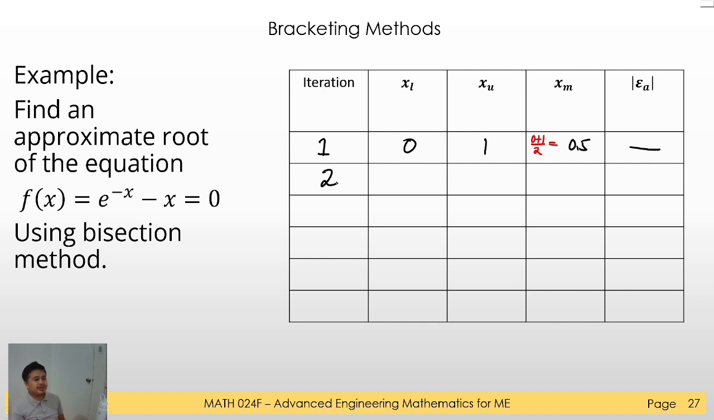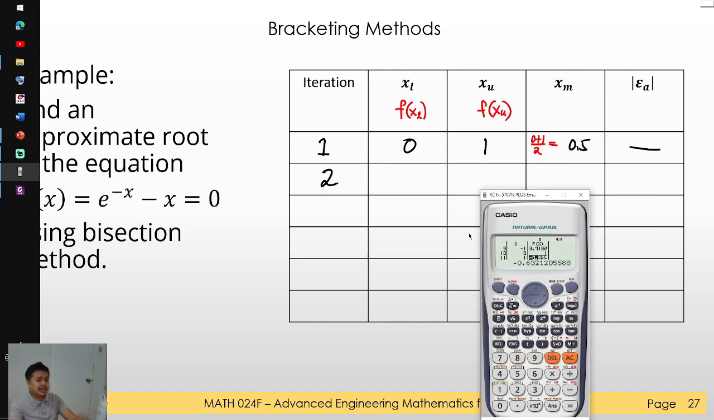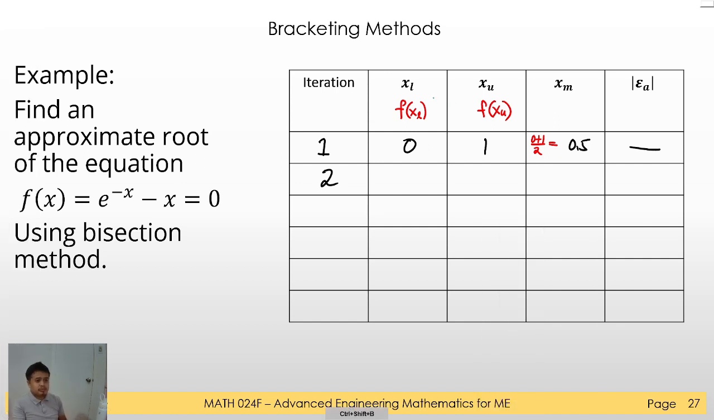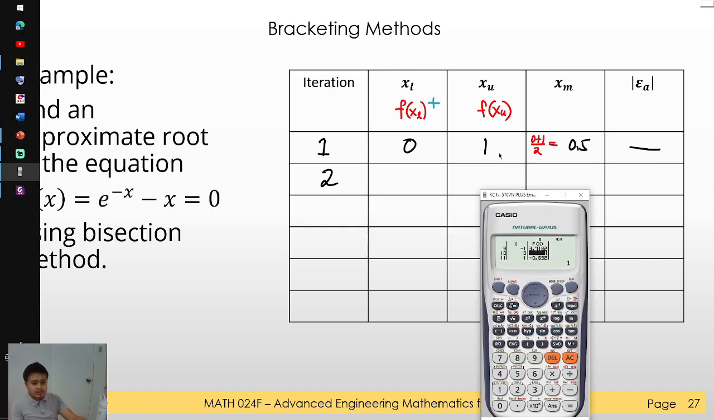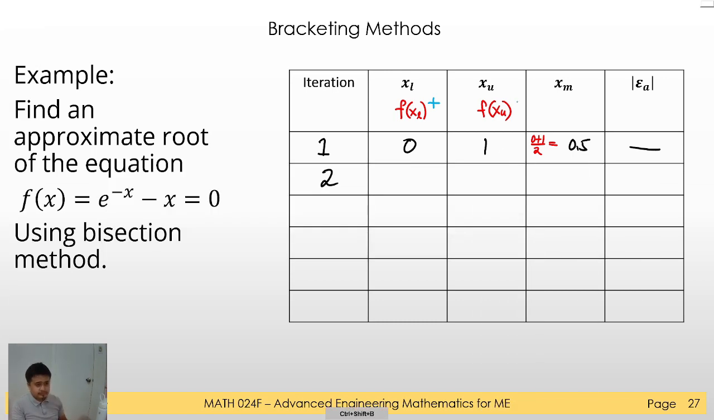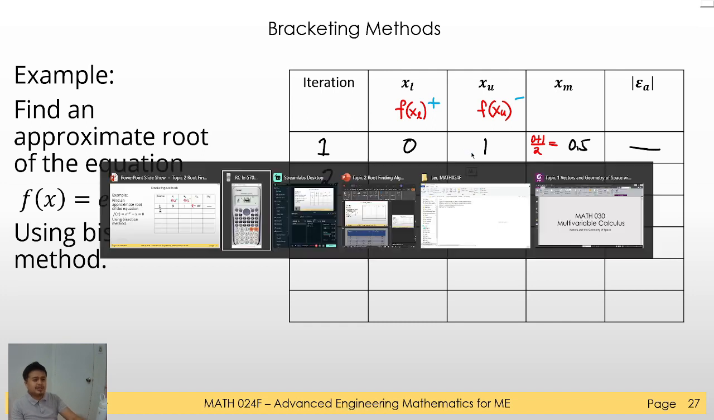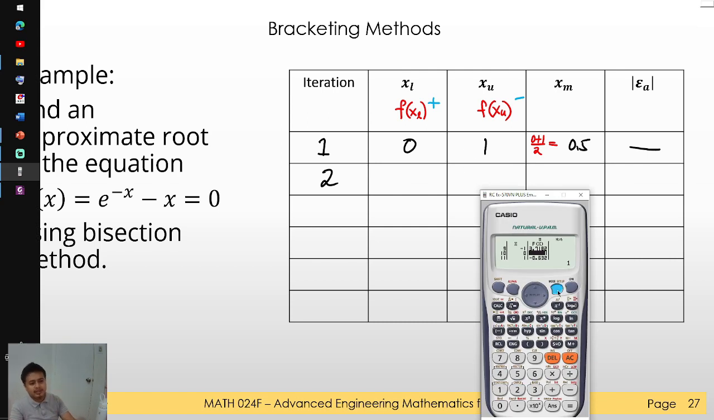So we also have to figure out what is the sign of f of xl. What is the sign of f of xu? So the sign of f of xl is, the lower now, so 0 is positive. So if this is positive, then this one is negative. So what should we do here after that?